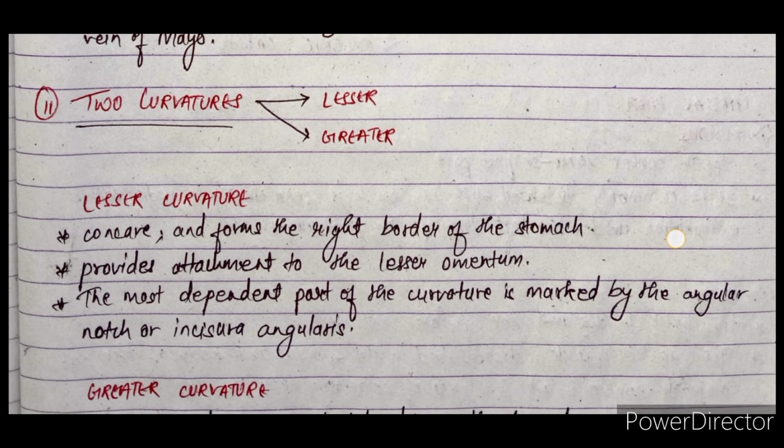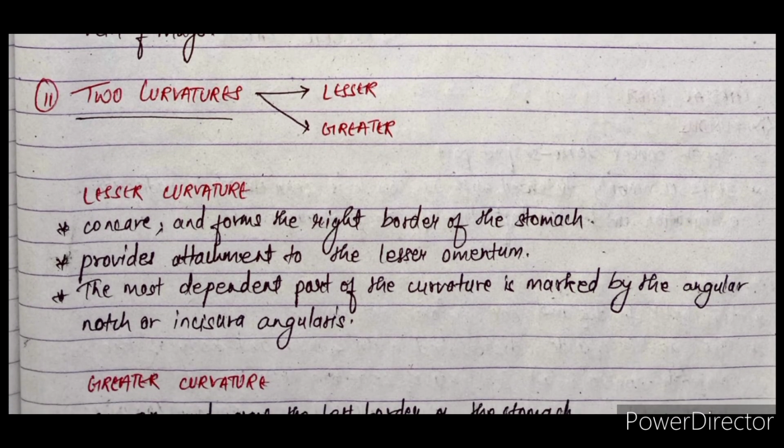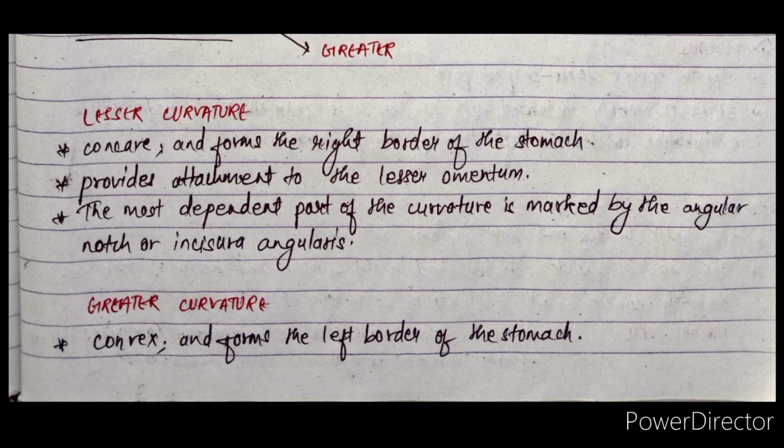Stomach has two curvatures, that is lesser and greater curvature. Lesser curvature is concave and forms the right border of the stomach. It provides attachment to the lesser omentum. The most dependent part of the curvature is marked by angular notch or incisura angularis.